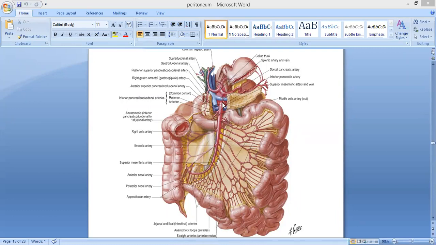Below the celiac trunk, another artery comes out from the aorta that is called the superior mesenteric artery. The superior mesenteric artery gives lots of small intestinal branches, then the cecum and the ascending colon, and the transverse colon goes up to the border, let's say at the junction of the right two third and the left one third.